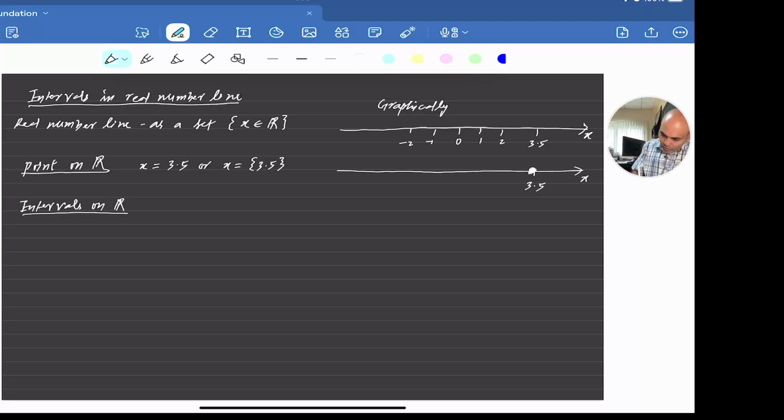Intervals on R. So the interval can be the entire real number line, it's a trivial interval, or a subset of the real number line. And we will start with finite intervals. Graphically, finite intervals are represented by line segments.